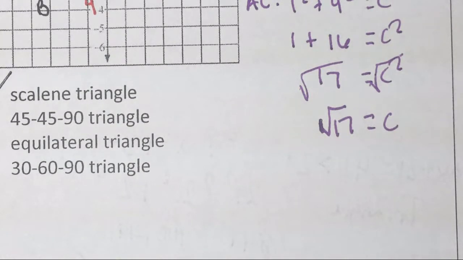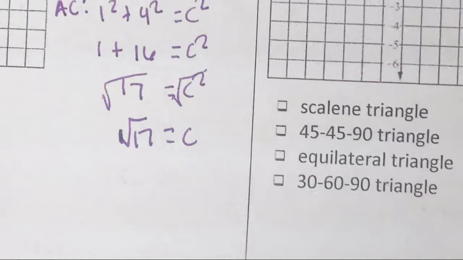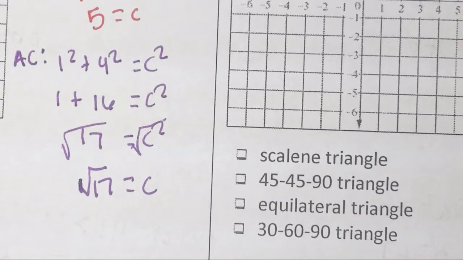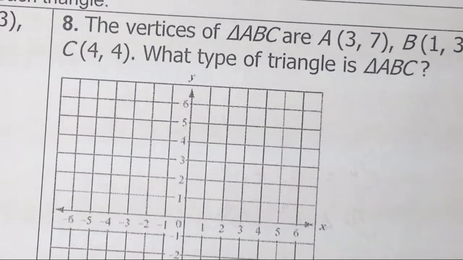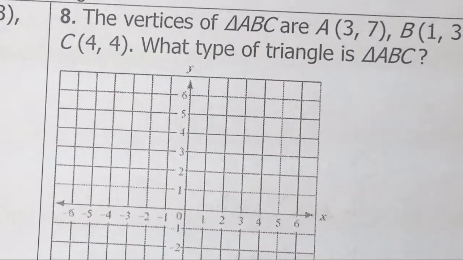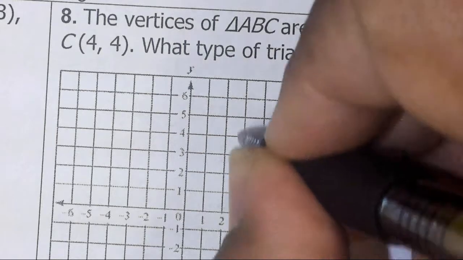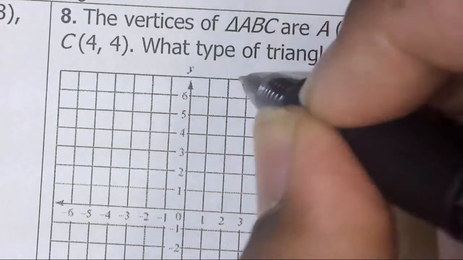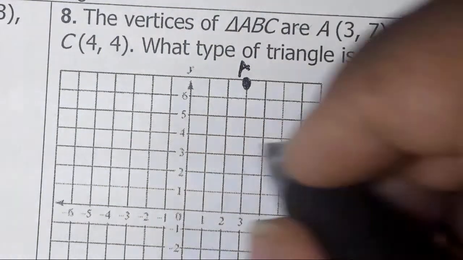You alright? Alright, this probably the last one I do. The other two are going to be on you. Number 8. The vertices of ABC are... Why am I reading that? Graph that. I'm about to read points to y'all no more. A.